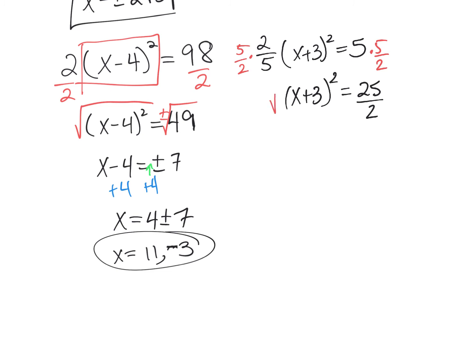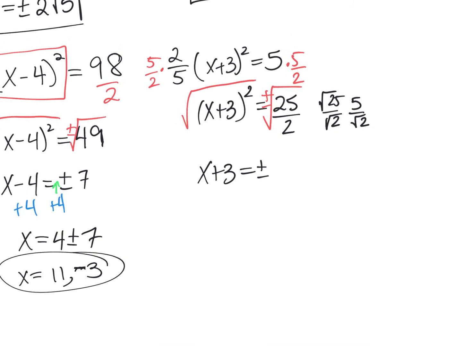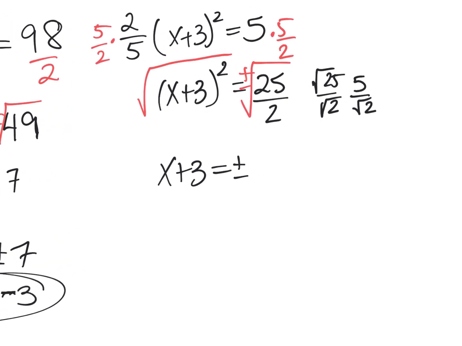To get rid of the square, we're going to take the square root, plus or minus the square root. Now yesterday we simplified this. The square root of 25 over the square root of 2, which was 5 divided by the square root of 2, right? I could take the square root of the top and the square root of the bottom. And then what? Am I allowed to have that radical in the denominator? No, so how do I get rid of it? Multiply by square root 2 over square root 2, right?